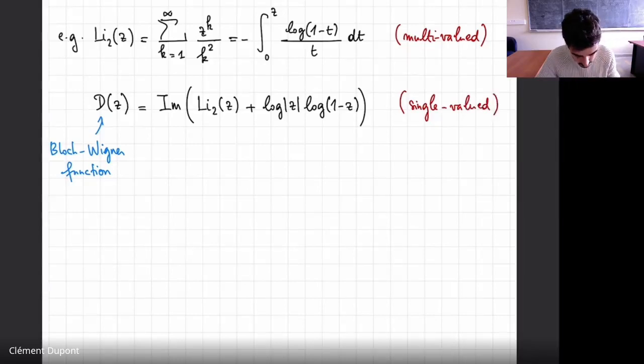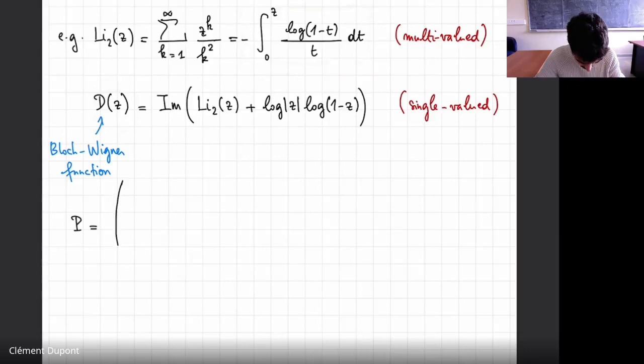And you can view this function as coming from the single-valued period map, in a way that's a slight variant of what I said, and maybe I can comment on that later. So if you take the period matrix, from this representation you can build some motive, which is called the dilogarithm motive. It's a rank 3 motive, and I'm going to write the period matrix.